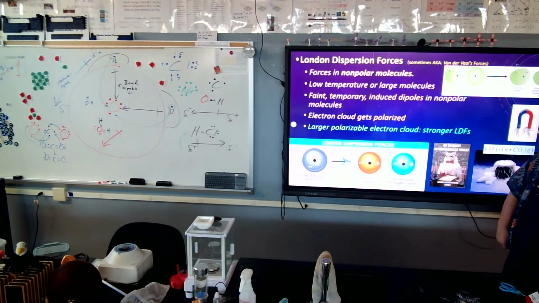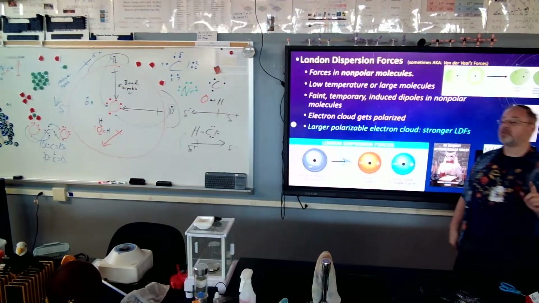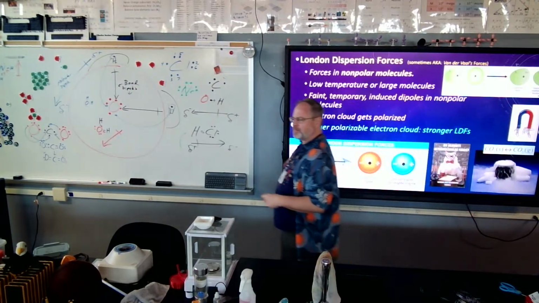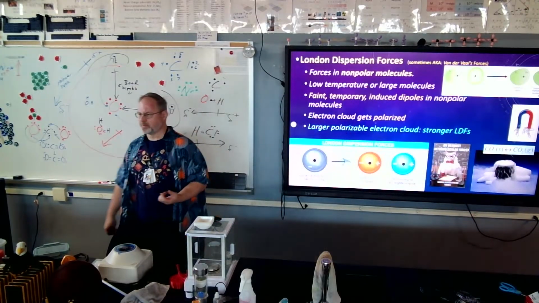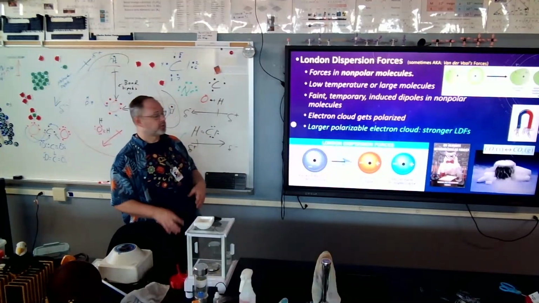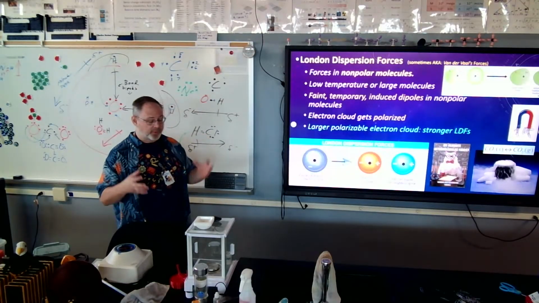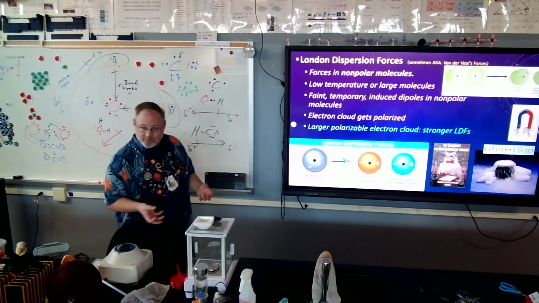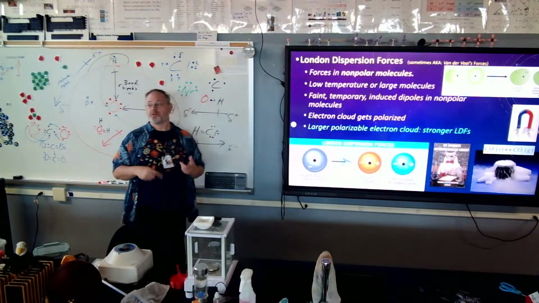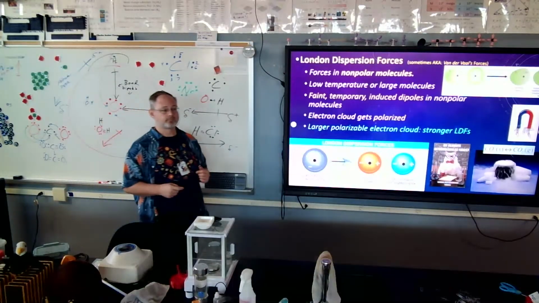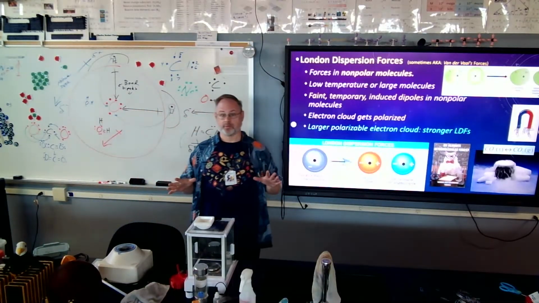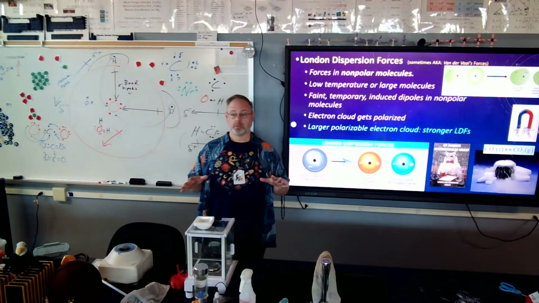So what does this mean? The larger the electron cloud, the stronger the London forces. By the way, it's not named after the city of London, it's named after a dude named London. So the larger the electron cloud, the more electrons get polarized, the stronger the London dispersion forces. All right, questions? Ready to move forward?